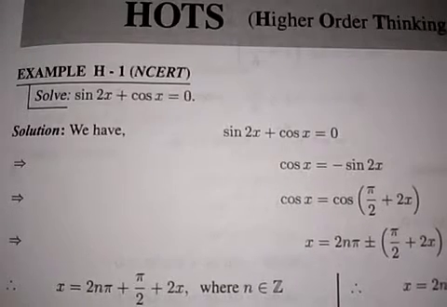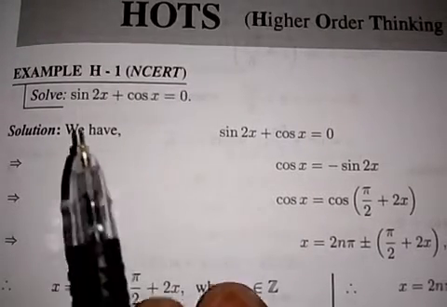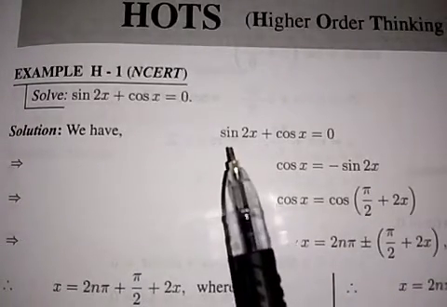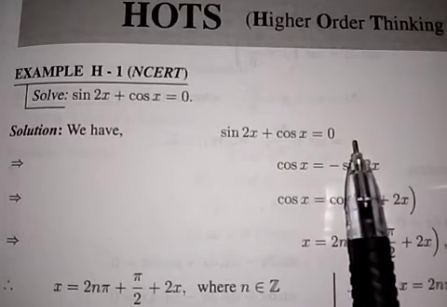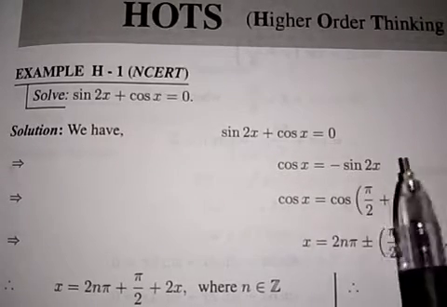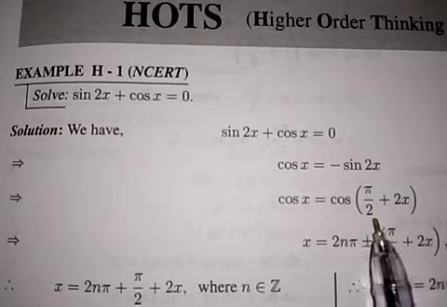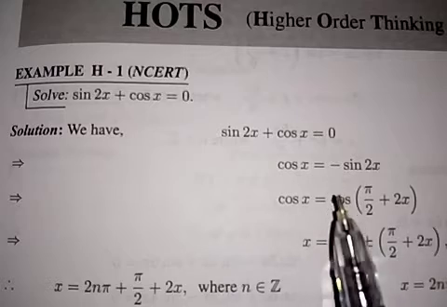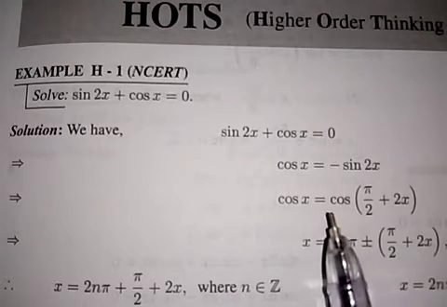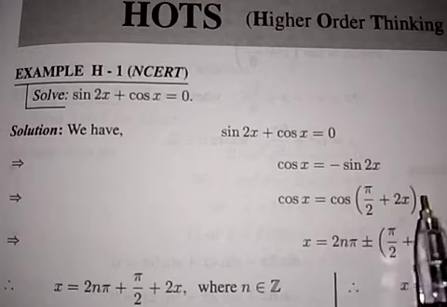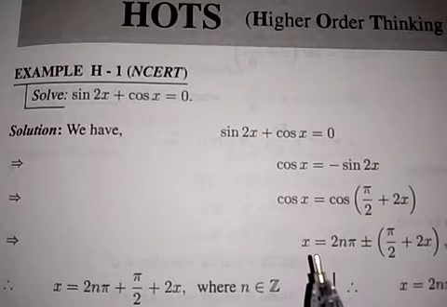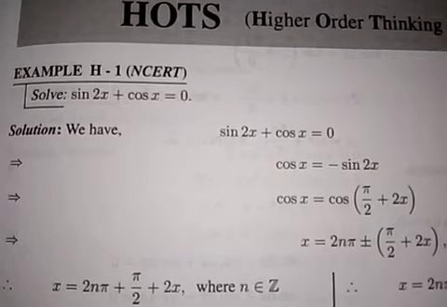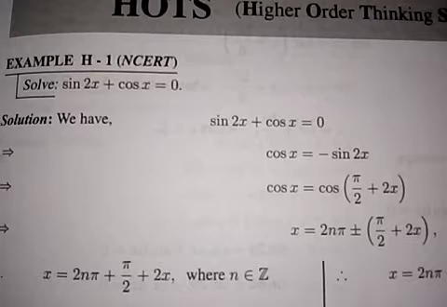Now we will discuss some hot questions. Given: solve the trigonometric equation sin 2x plus cos x equal to 0. We can write it in the form cos x equal to minus sin 2x. We know that cos (π by 2 plus θ) equal to minus sin θ. Then we can write minus sin 2x in the form of cos (π by 2 plus 2x). We can write the general solution for cos x equal to nπ plus minus y, where y equal to π by 2 plus 2x.